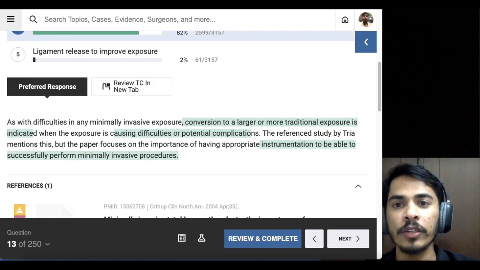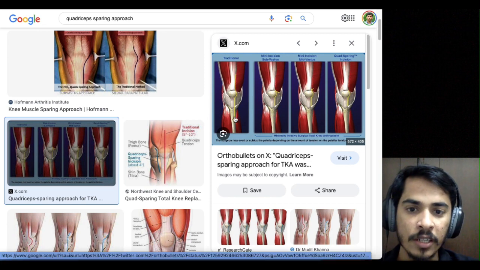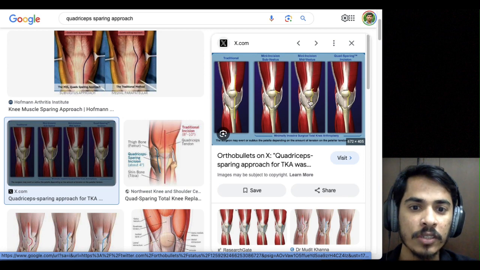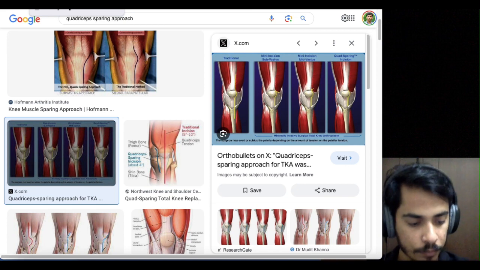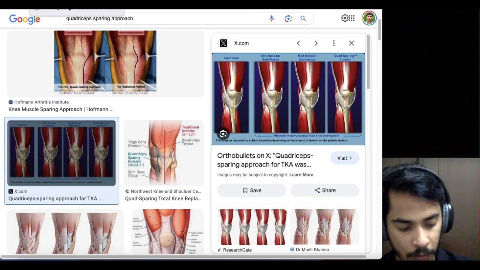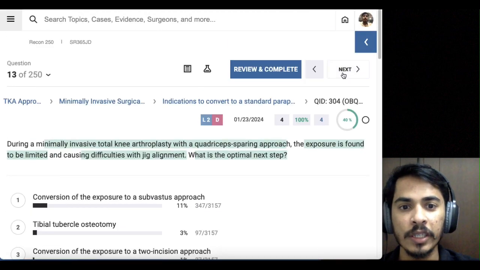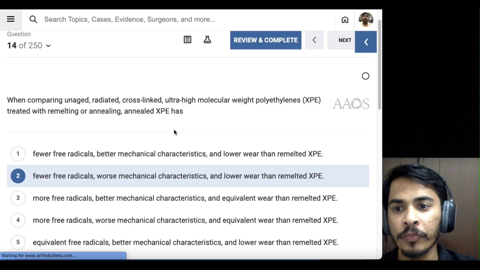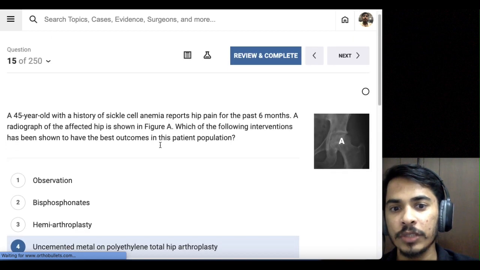We have to understand the different approaches. This is the standard medial parapatellar. This is the subvastus approach. This is the mid-vastus approach. This is the quadriceps sparing minimally invasive approach. So we have to go for a standard parapatellar approach. So going to the next question. It's an irrelevant question, so we can shift to the next question.